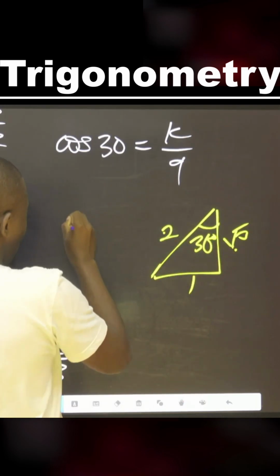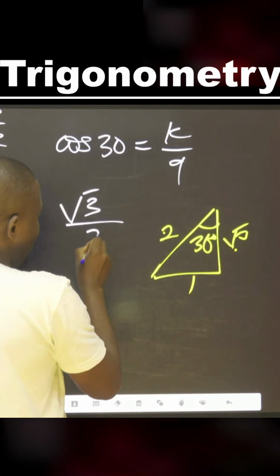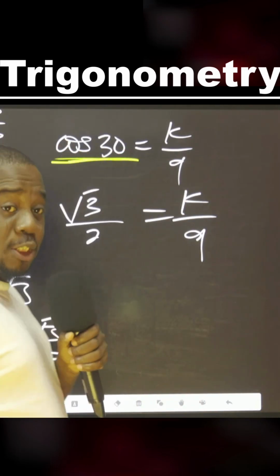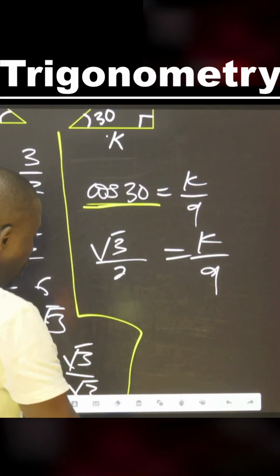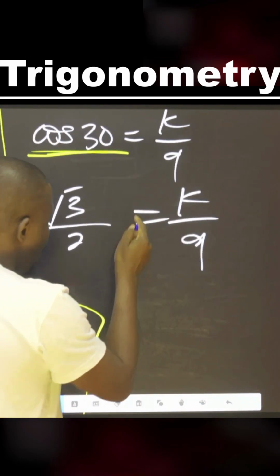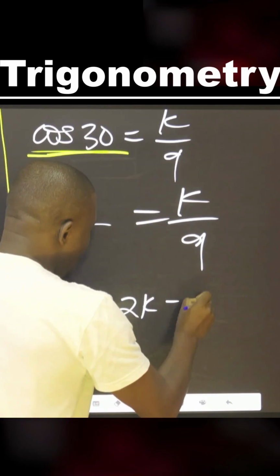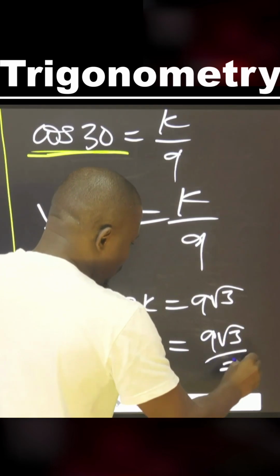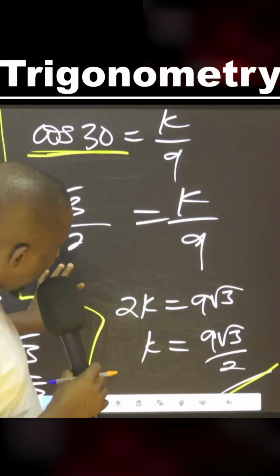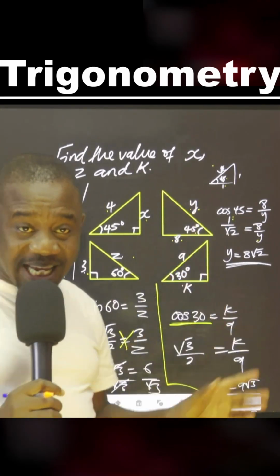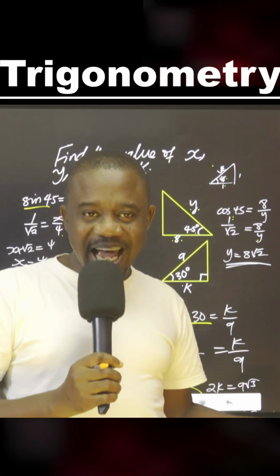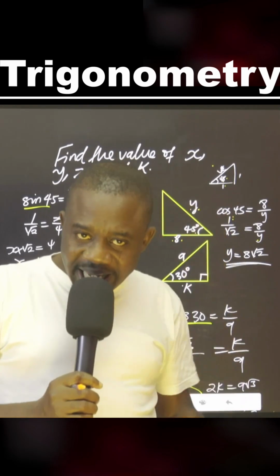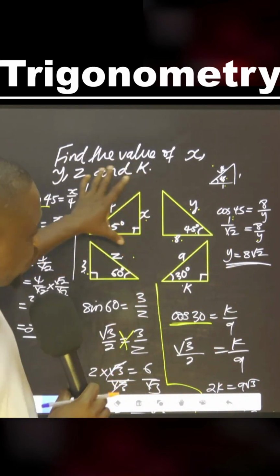Adjacent over hypotenuse, square root of 3 over 2. You cancel this and put K over 9 because we are actually looking for this special angle. So with this now, all you need to do is to cross multiply. Once you cross multiply, you have 2K equals to 9 square root of 3. That is K equals to 9 square root of 3 over 2. This is the answer for K. Hope you understand all this analysis. Once you understand SOH CAH TOA, you understand trigonometry ratios on the special angles 30, 60, and 45. You can easily solve questions like this, okay?